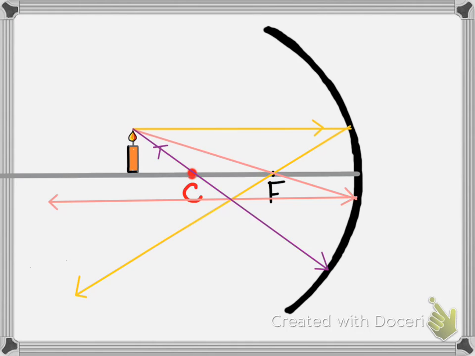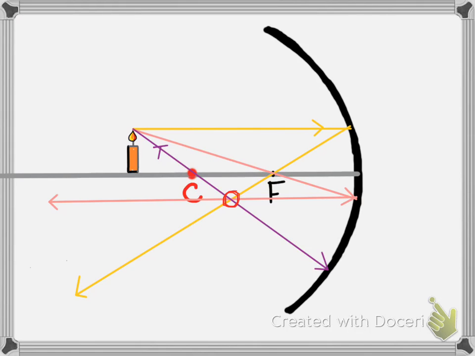Oops, can't get an arrow there. There we go. It's a bad arrow, but hey, look at that. We have a point where all three rays meet. Guess what? That's where the top of this image would form. And because the point where the image forms is below the principal axis, we know the image is inverted.